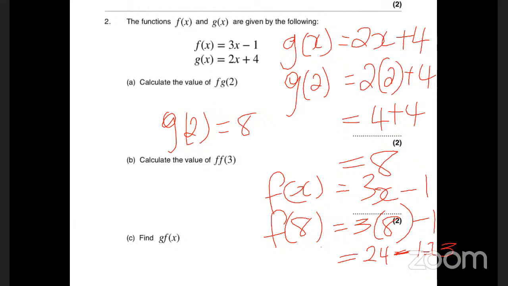I think I need to go to my bed. All right, what time is it? 5 minutes past 12, so I'm actually in the next day. Maybe I'm tired. All right, so fg2 equals 23.